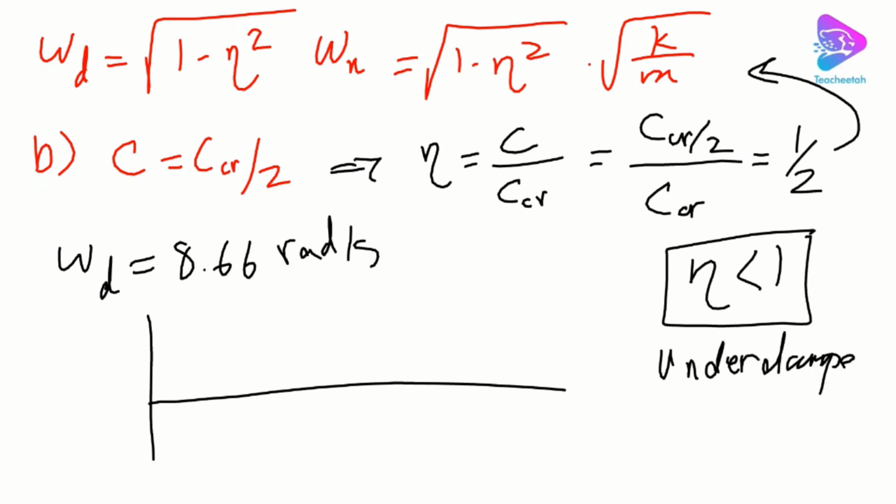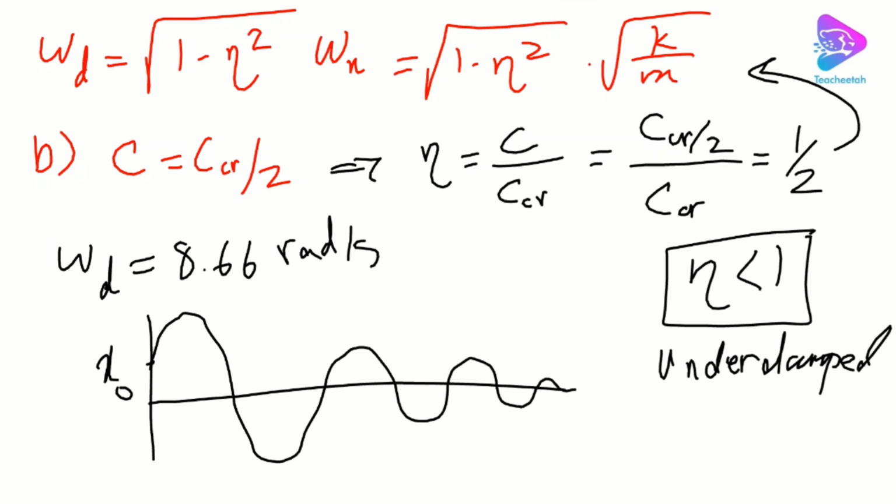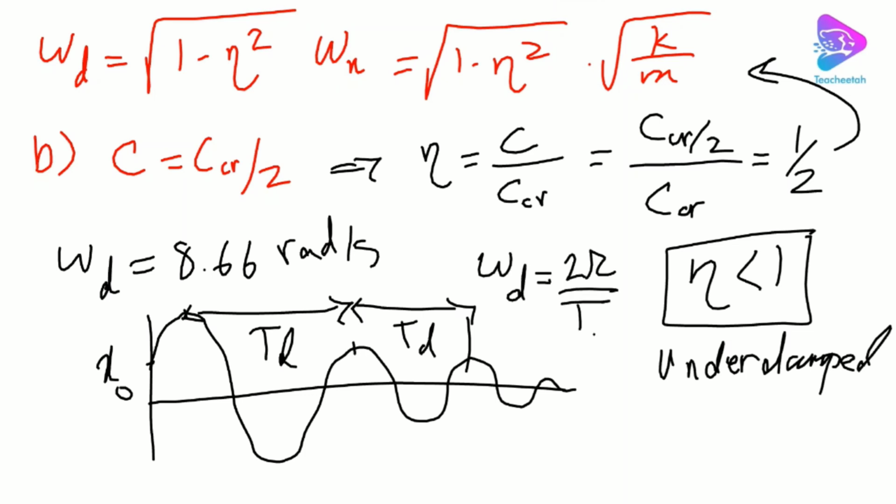So the response, if we plot it versus time, and given we have an initial amplitude x naught, should be something like this, right? We have a decay in the system. In fact, if we take this as Td, the period of damped vibration, then omega d is the frequency of that, and this is another Td. So we know that omega d is 2 pi over Td, right? This is what we know from the definition of frequency and period: omega is equal to 2 pi over T. So this is how we can imagine what omega d is.